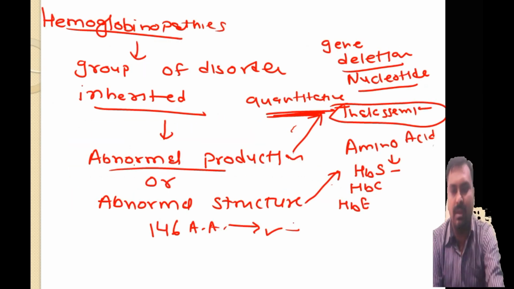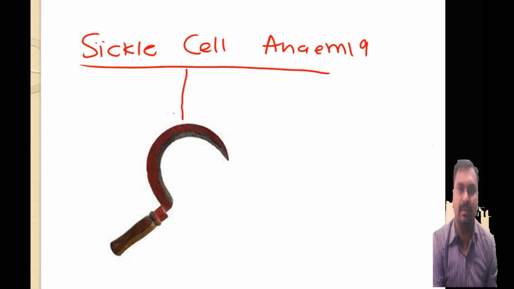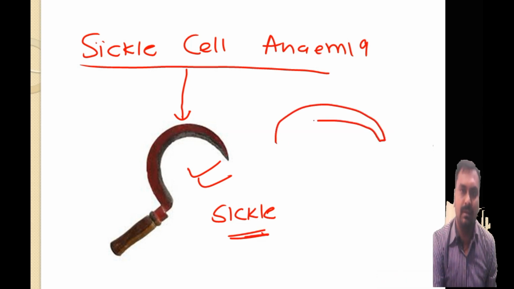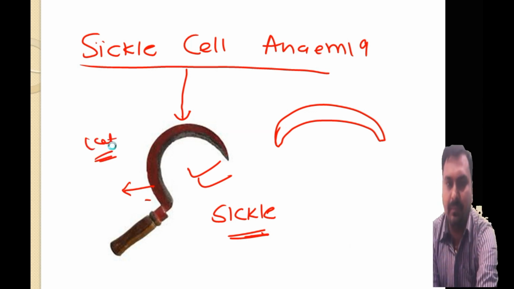Today we will discuss hemoglobinopathy. The most common hemoglobinopathy is sickle cell anemia. And why is it called sickle cell anemia? Because in this condition, the RBC turns into a sickle cell. This is a sickle. Instead of the biconcave shape, the RBC converts to a sickle shape. This instrument is used to cut grass in agriculture, and the RBC becomes sickle shaped. That's why it is called sickle cell anemia.